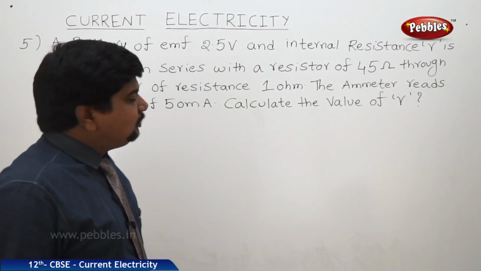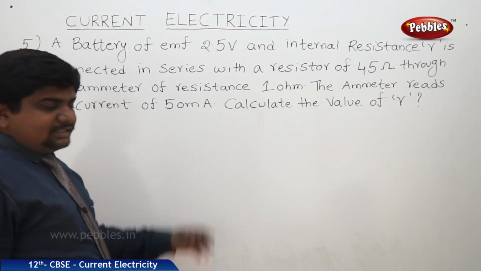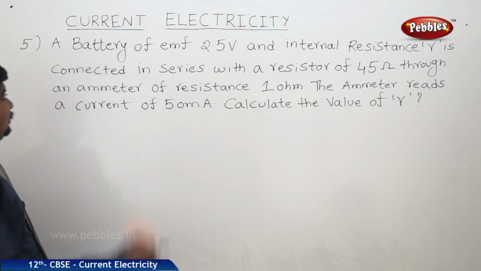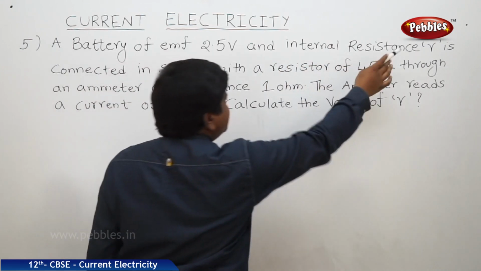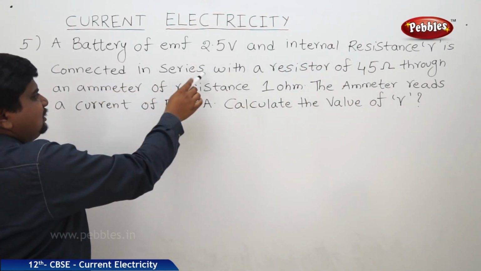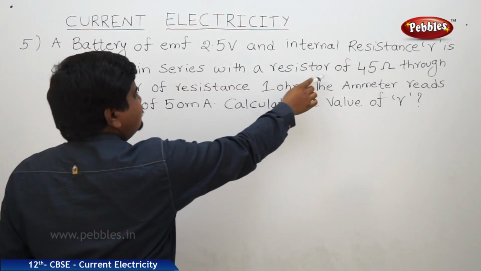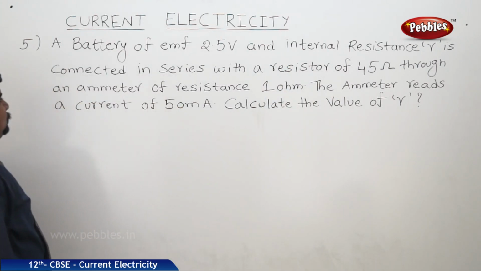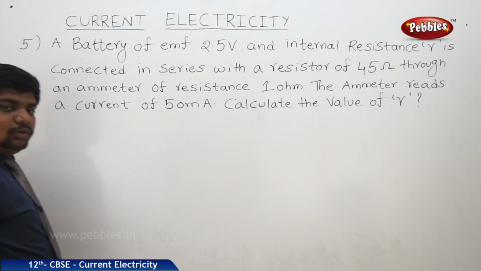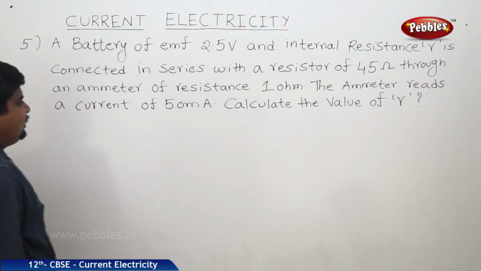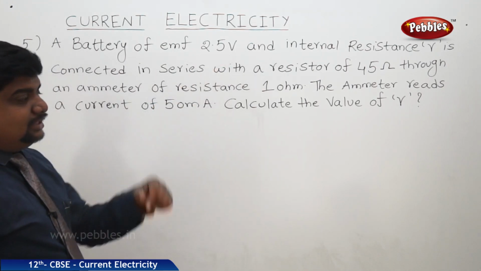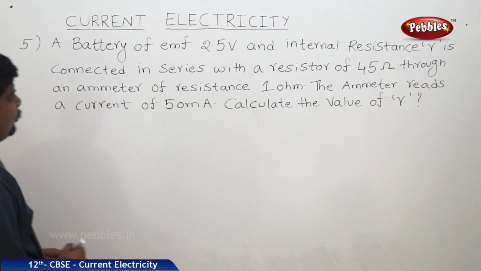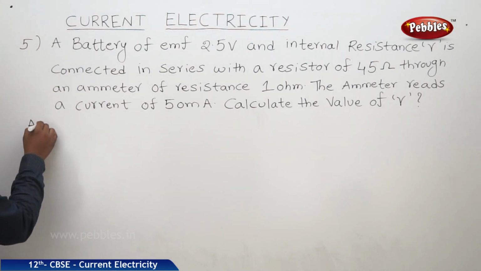Now we will see one problem which relates to the EMF and internal resistance of a device. A battery of EMF 2.5 volts and internal resistance R is connected in series with a resistor of 45 ohms through an ammeter of resistance 1 ohm. The ammeter reads a current of 50 milliamperes. Calculate the value of R, nothing but the internal resistance. The problem's visualization is like this.